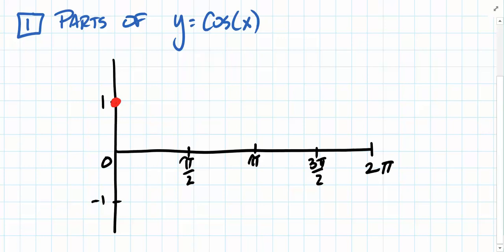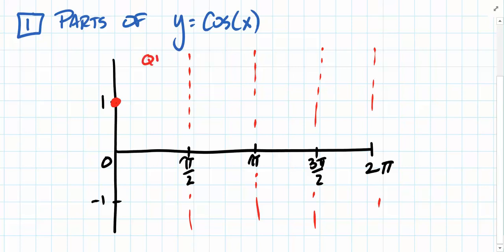Okay? Now remember, these are broken up into quadrants, right? These are all the quadrants in one full rotation of the unit circle. This is quadrant number 1. This is quadrant 2. This is quadrant 3. This is quadrant 4. Okay? It's all broken up in terms of quadrants. We're going to travel around the unit circle going counterclockwise.